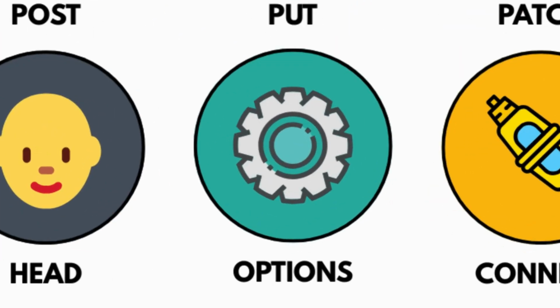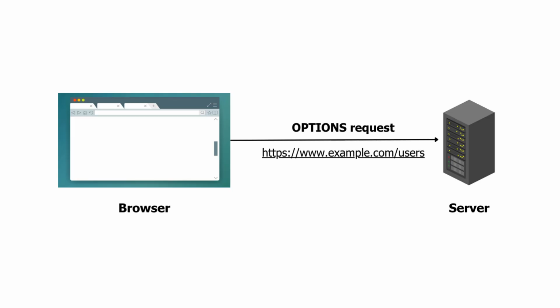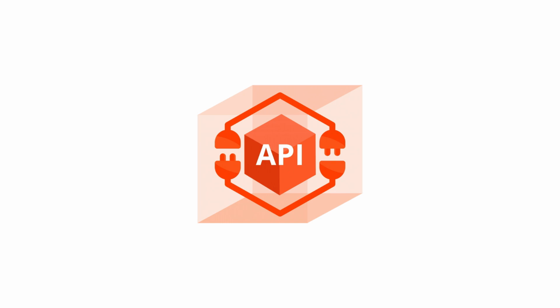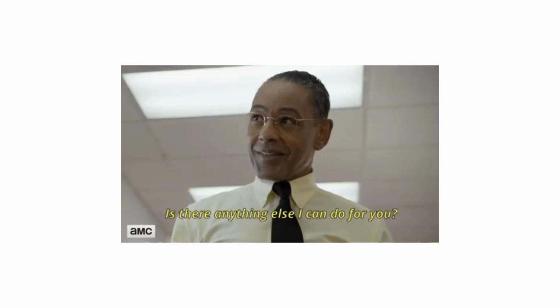OPTIONS is used to ask the server what actions are allowed. It returns which HTTP methods can be used on a specific resource. This is commonly used in APIs before making a request. It's like asking, "What can I do here?"